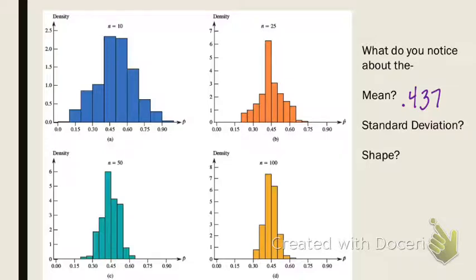What about the standard deviation? What do we know when it's going from 10 to 100? The standard deviation is decreasing. And the shape is becoming more what? More normal. And this is as sample size increases.